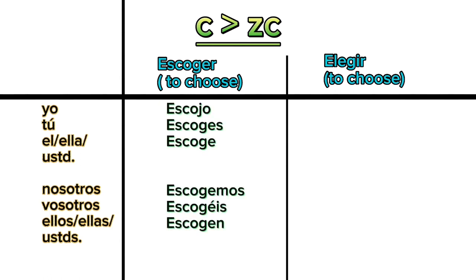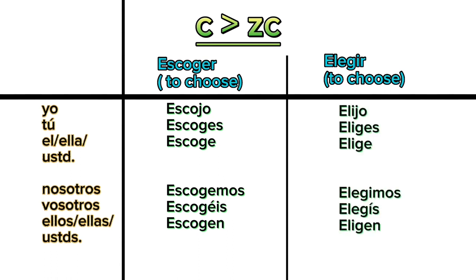So what is our conjugation now? Escojo, escoges, escoge, escogemos, escogéis, escogen. Alright? That is the thing. Now, elegir: elijo, eliges, elige, elegimos, elegís, eligen. This is our conjugation for elegir. Only the first person has changed and all the others are the same.